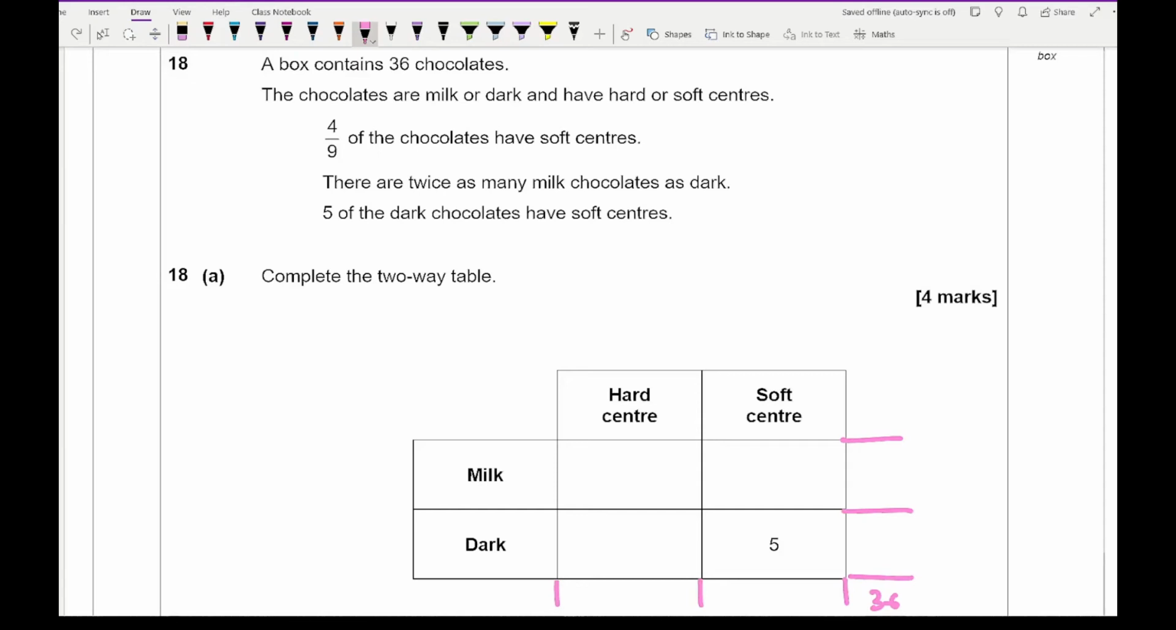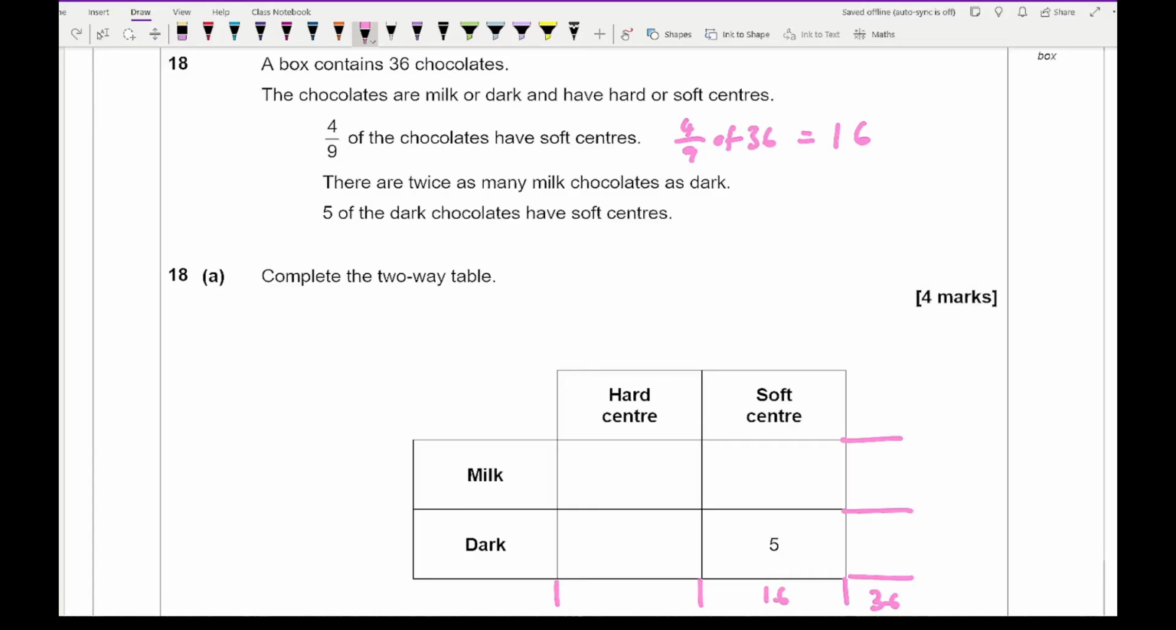Now usually the information that's given is typically the order in which you start filling in your numbers. So here we've got 4 ninths, so 4 ninths of 36. Well, 36 divided by 9 is 4. 4 times 4 is 16. So from this, I know that there are 16 soft centres. Now that I've got the total of soft centres, I can work out from the fact that I know there are 5 dark soft centre chocolates.